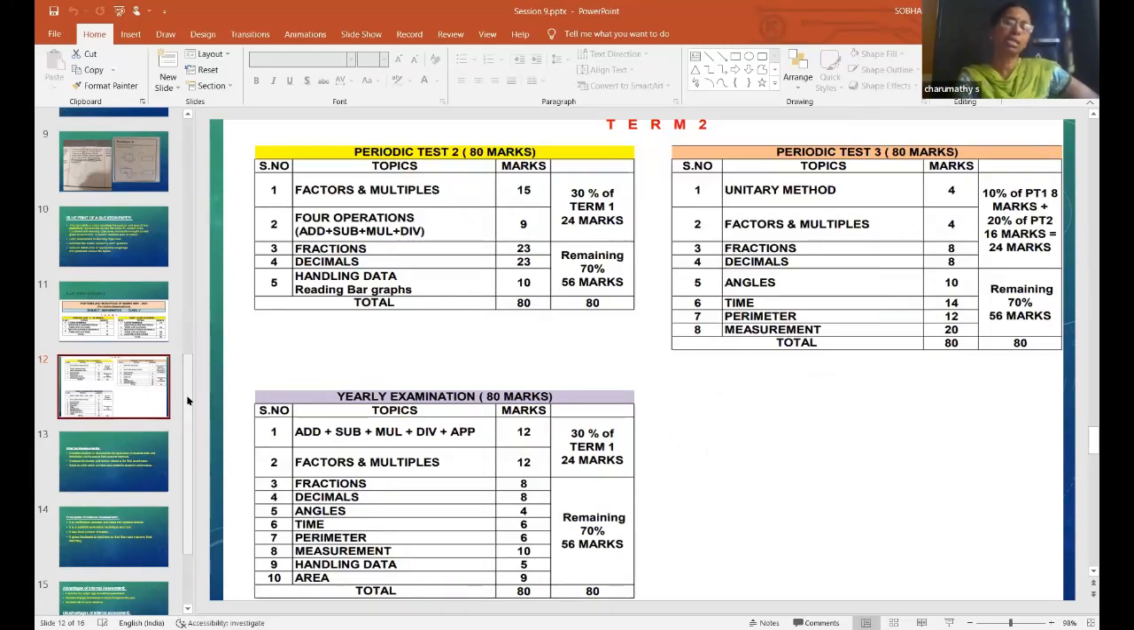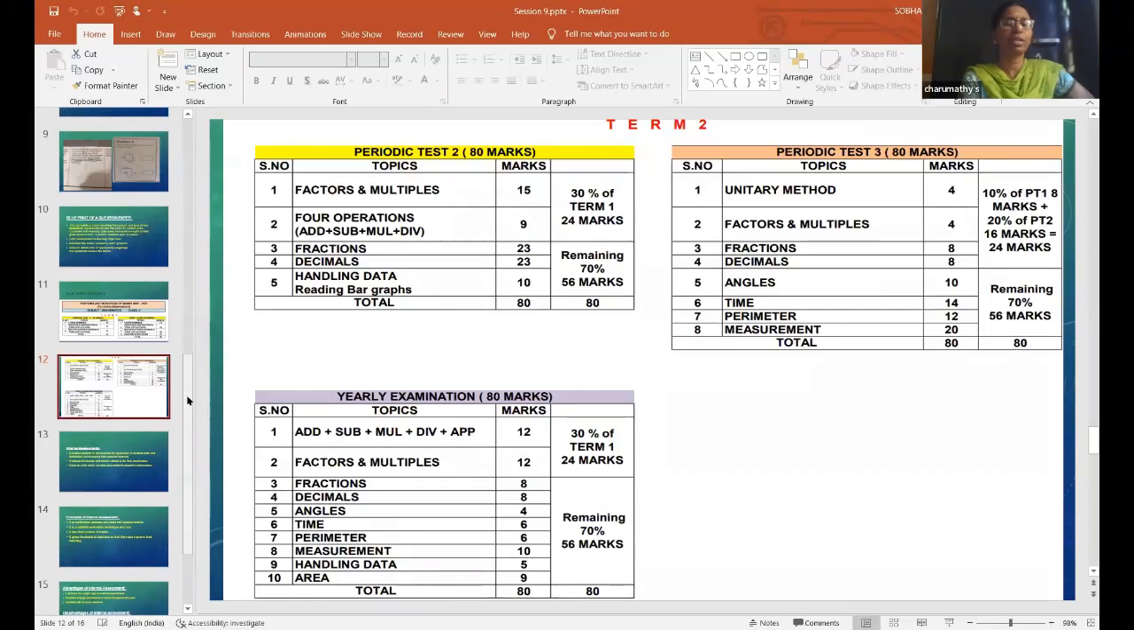Teachers, this blueprint gives a broader idea of how to set a question paper. This chapter means I should set it for 15 marks, and this chapter means I should set it for 12 marks. A clear-cut idea is already given to me. When you look at periodic test 2, it's just 5 chapters.